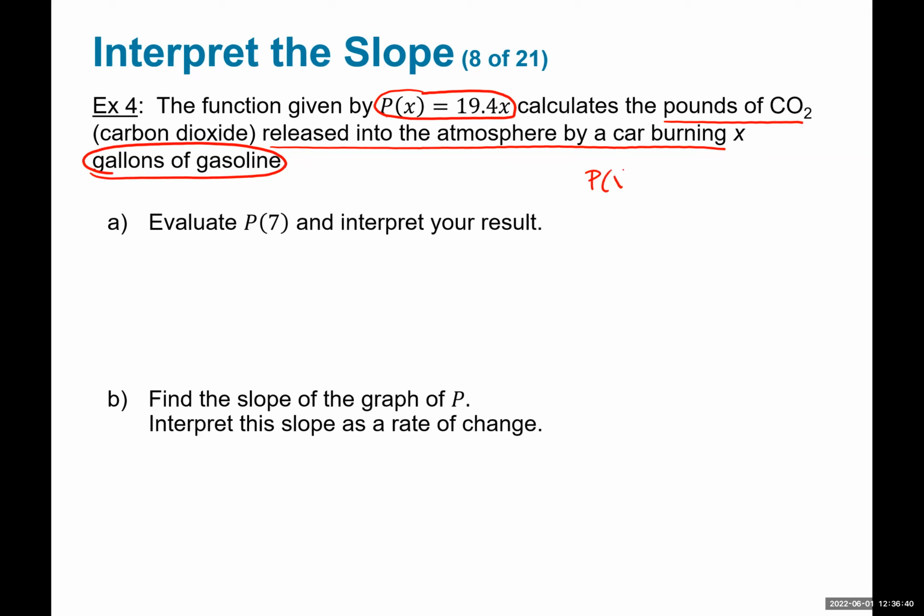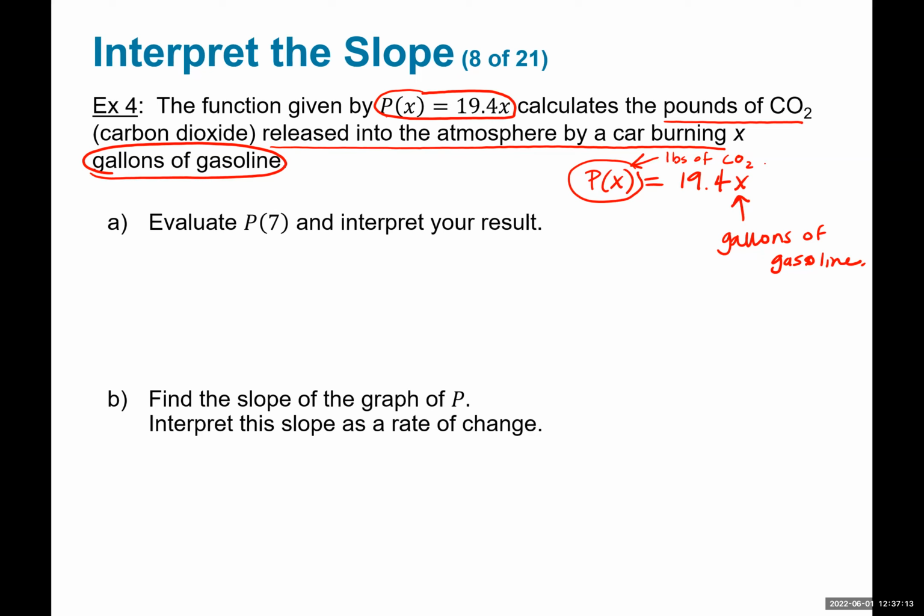So P of X equals 19.4X. This X represents gallons of gas. And once you find the number of gallons of gasoline, you multiply by 19.4, and this will give you the whole thing. The function represents pounds of carbon dioxide released into the atmosphere. Oh no, that's so horrible.